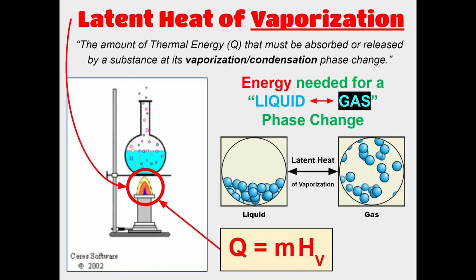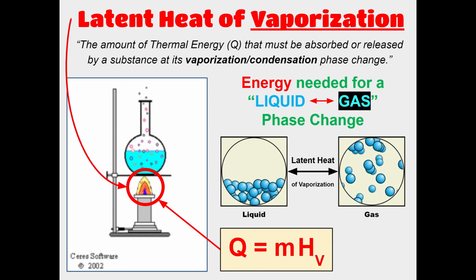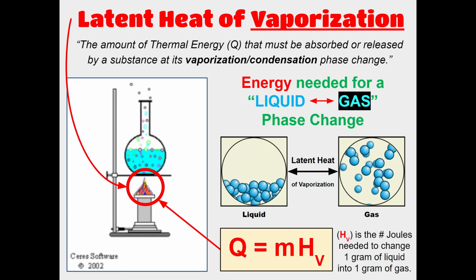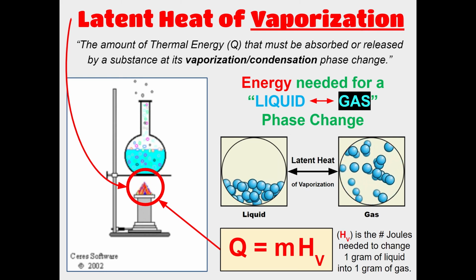And just like HF, heat of fusion, HV is also a number that you would have to either look up in a data table or be told outright by your teacher, because it's a different value for each substance. So again, heat of vaporization, or HV, is the number of joules of energy that you need in order to change 1 gram of a liquid into 1 gram of a gas of the same substance.